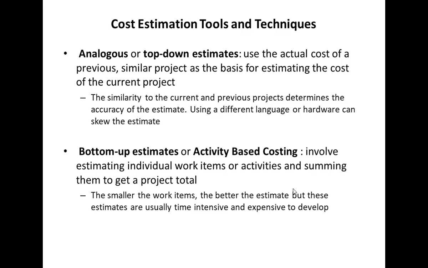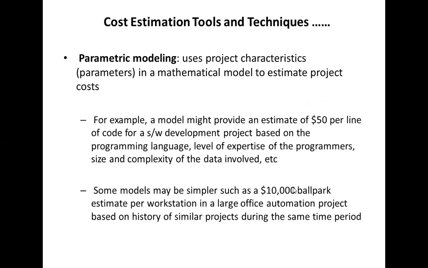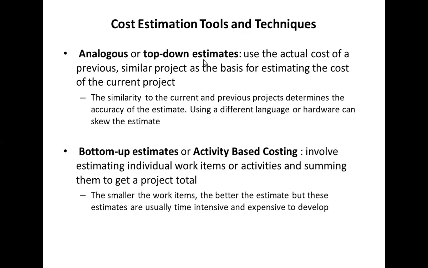Okay. So let's look at these estimates: analogous or top-down estimate, bottom-up estimate or activity-based costing, and the next one is parametric modeling. Okay. So this analogous or top-down estimate normally uses the actual cost of similar activities, benchmarks, previous similar projects as the basis for estimating the cost of the current project. We look at a previous similar project. Okay.